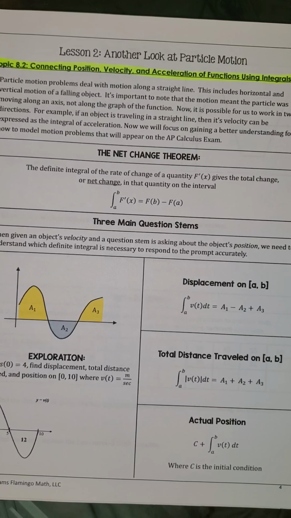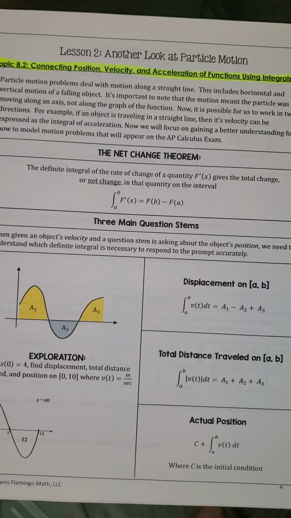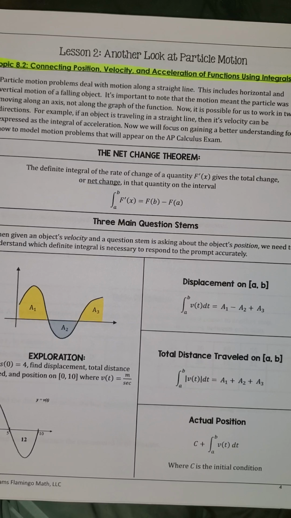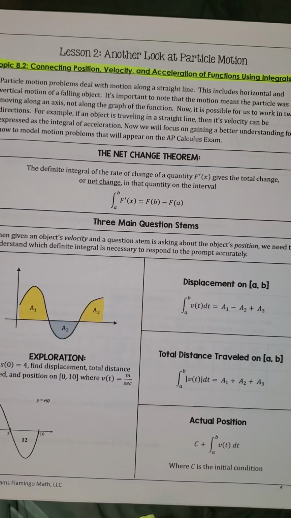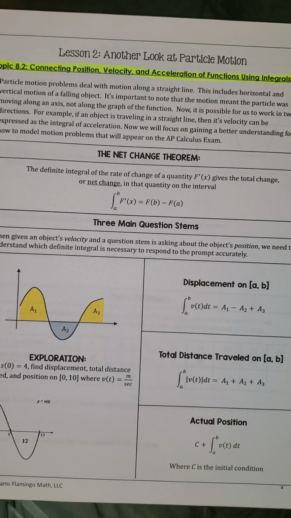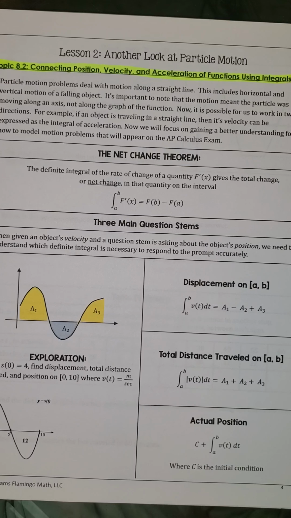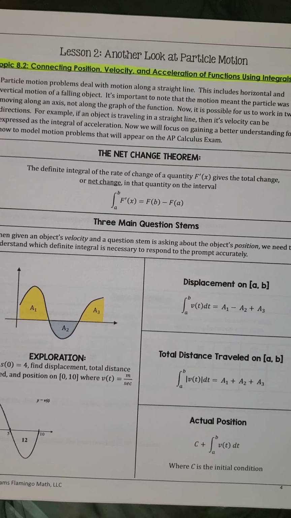All right, so particle motion problems deal with motion along a straight line. This includes horizontal and vertical motion of a falling object. It's important to note that the motion means the particle was moving along an axis, not along the graph of the function. Now it's possible for us to work in two directions. For example, if an object is traveling in a straight line, then its velocity can be expressed as the integral of acceleration. Now we will focus on getting a better understanding for how to model motion problems that will appear in the AP Calculus exam.